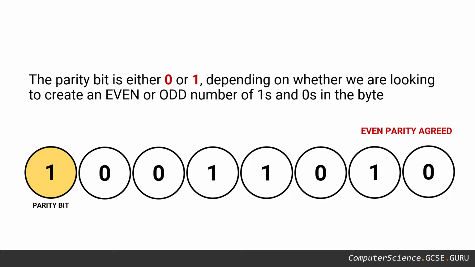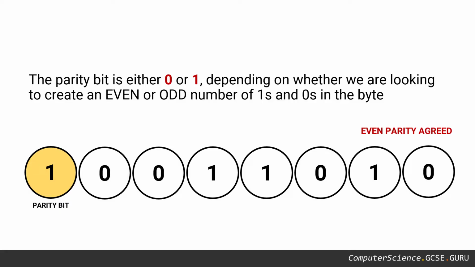the two computers communicating. If they've agreed to use an even parity rule, then the parity bit needs to be set to a 1 or a 0 to ensure there's an even number of 1s in the byte and an even number of 0s in the byte. If the two computers have decided to use an odd protocol, then the parity bit would have to establish an odd number of 1s and an odd number of 0s in the byte.